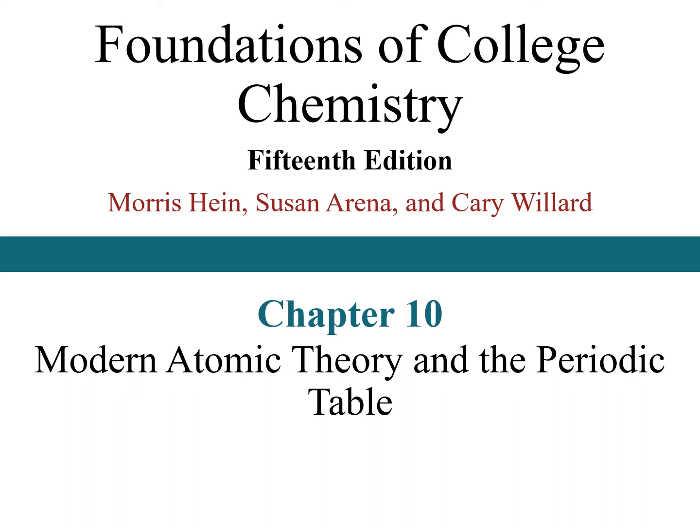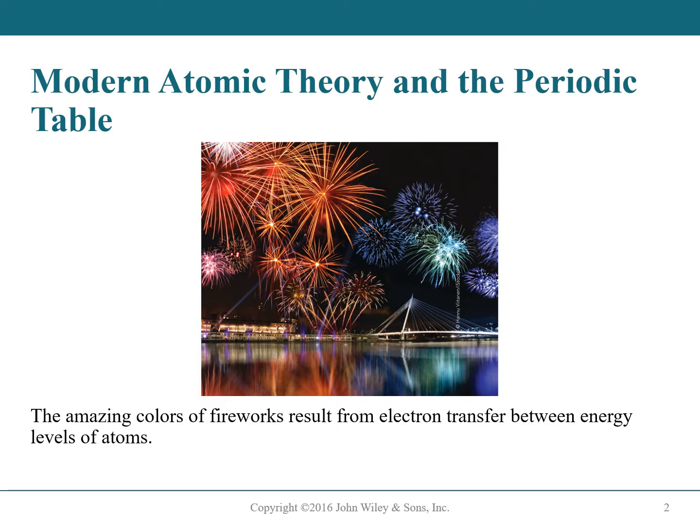All right, let's get started on Chapter 10, which is going to discuss the modern atomic theory and the periodic table. So when you look at fireworks, you see a lot of different colors, and this has to do with electron transfer between the different energy levels of atoms. So what is actually the structure that's behind this electron transfer? What are we referring to?